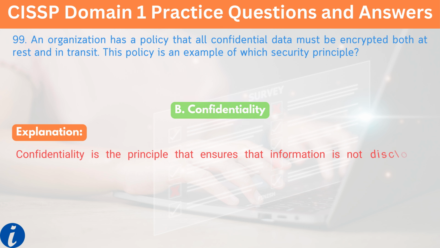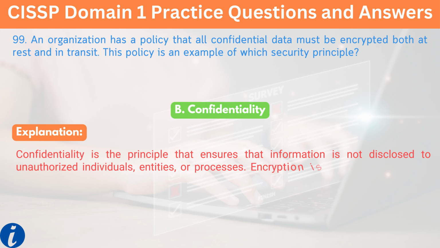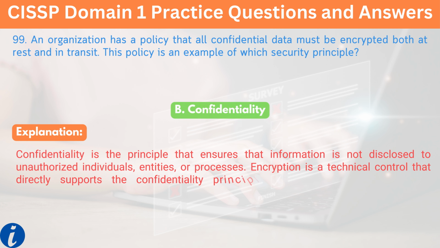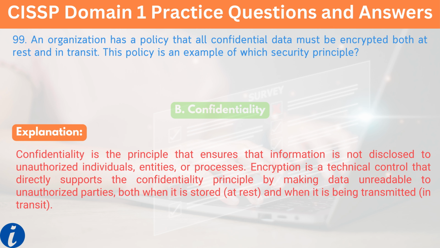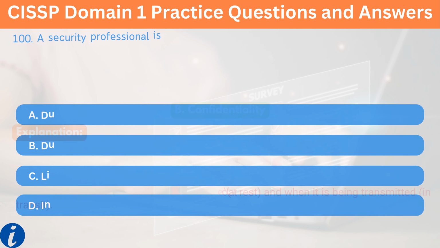Confidentiality. Explanation. Confidentiality is the principle that ensures that information is not disclosed to unauthorized individuals, entities, or processes. Encryption is a technical control that directly supports the confidentiality principle by making data unreadable to unauthorized parties, both when it is stored, at rest, and when it is being transmitted, in transit.